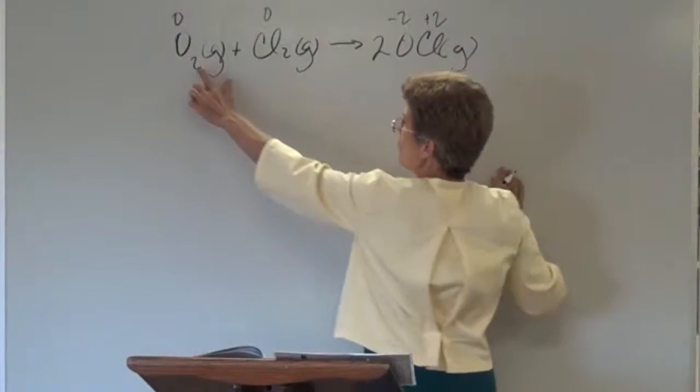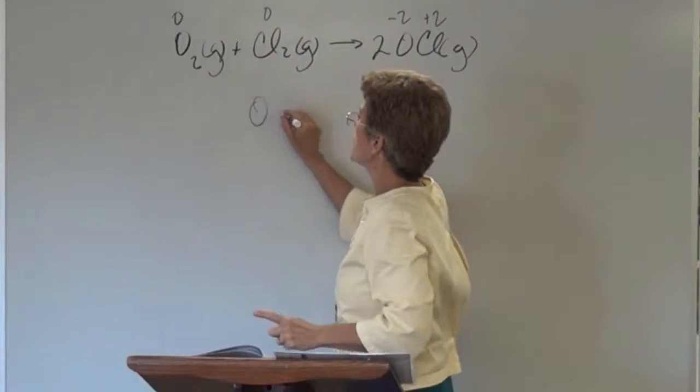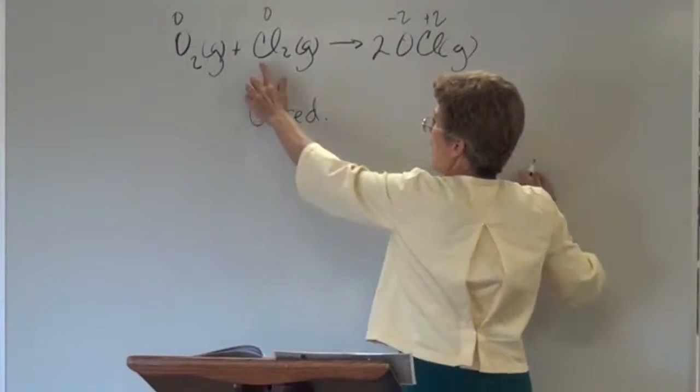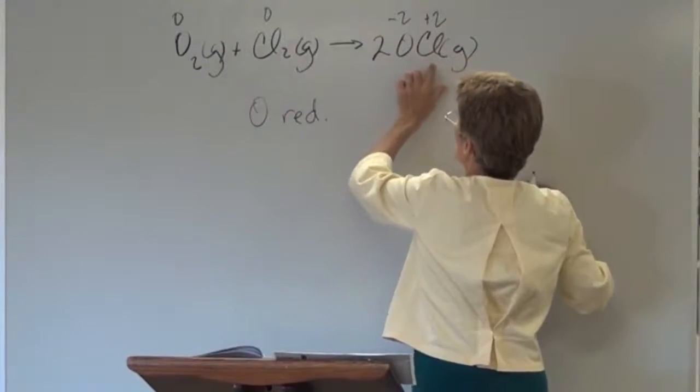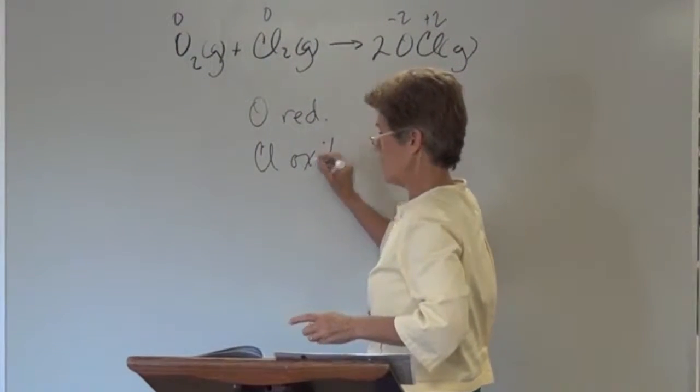So what we have here is oxygen went from 0 to -2. So oxygen is being reduced. And chlorine went from 0 to +2. So chlorine is being oxidized.